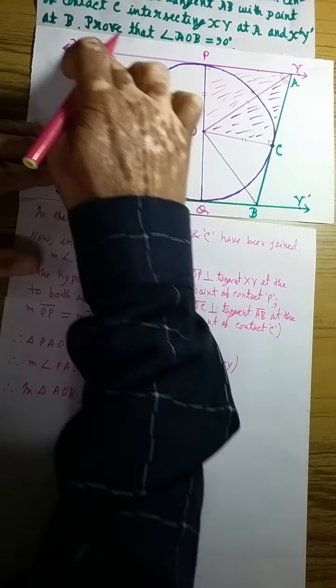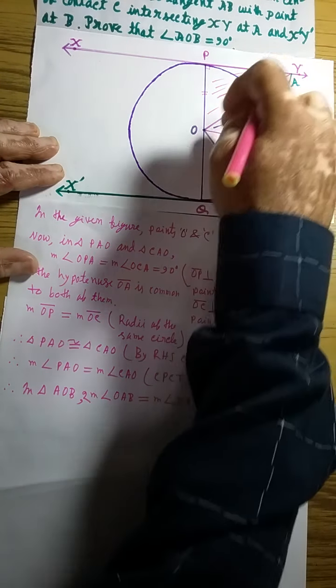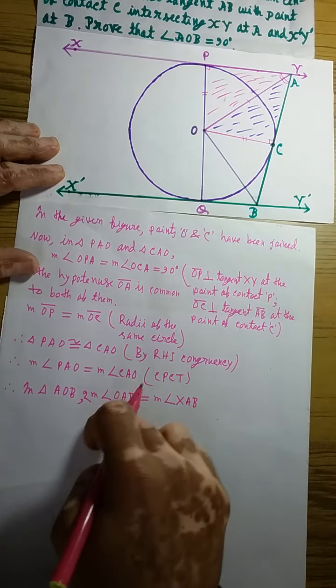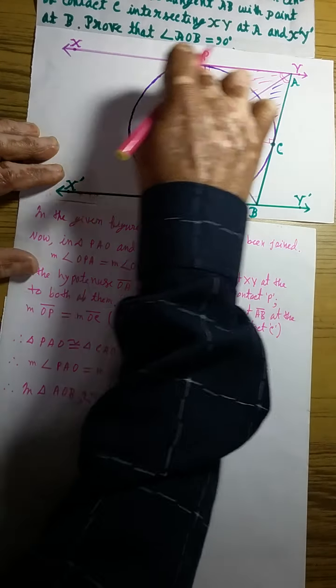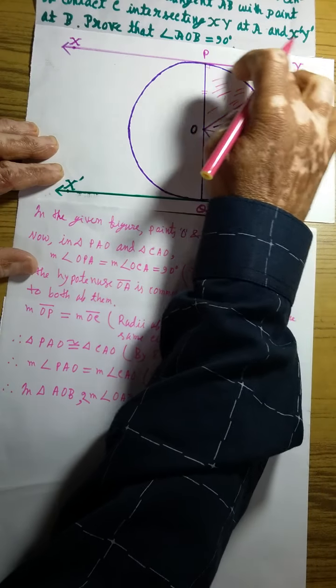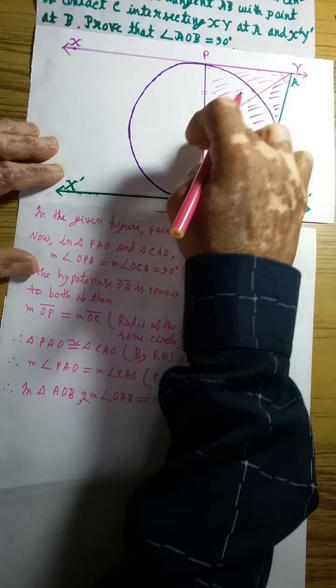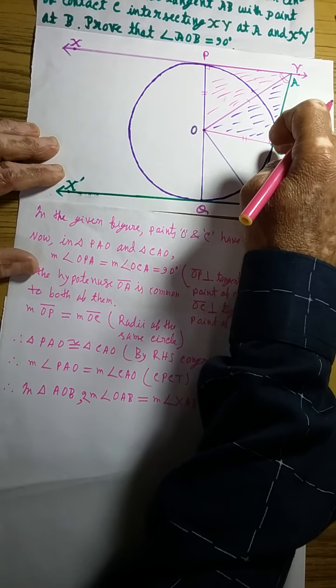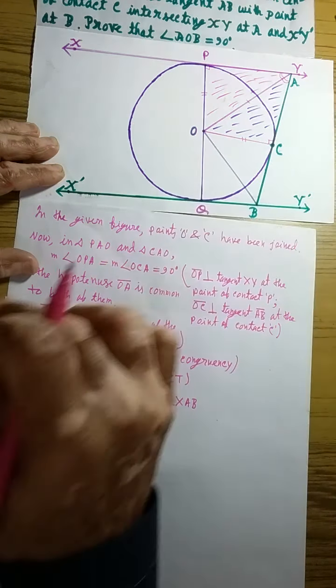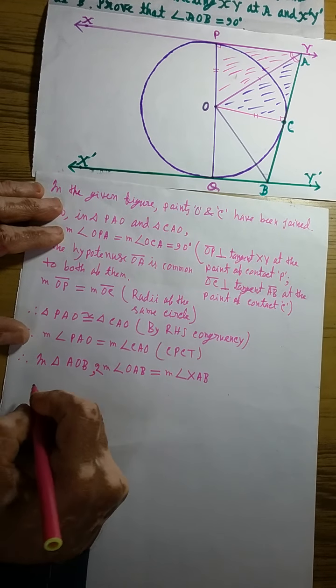This big angle XAB is twice the measure of the angle OAB, so the measure of the angle OAB is equal to the measure of the angle XAB. Since the measure of the angle PAO is equal to the measure of the angle CAO. So after this, proceed in this way.